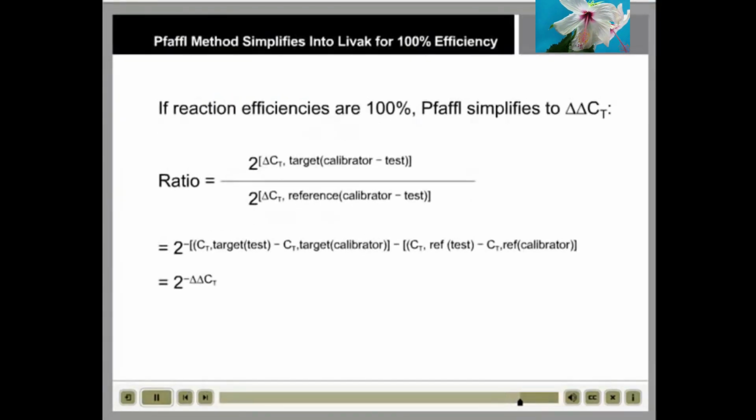The Pfaffl and Livak methods are closely related. In fact, the Livak method is a special case of the Pfaffl method in which the efficiencies of the genes are both 100%.